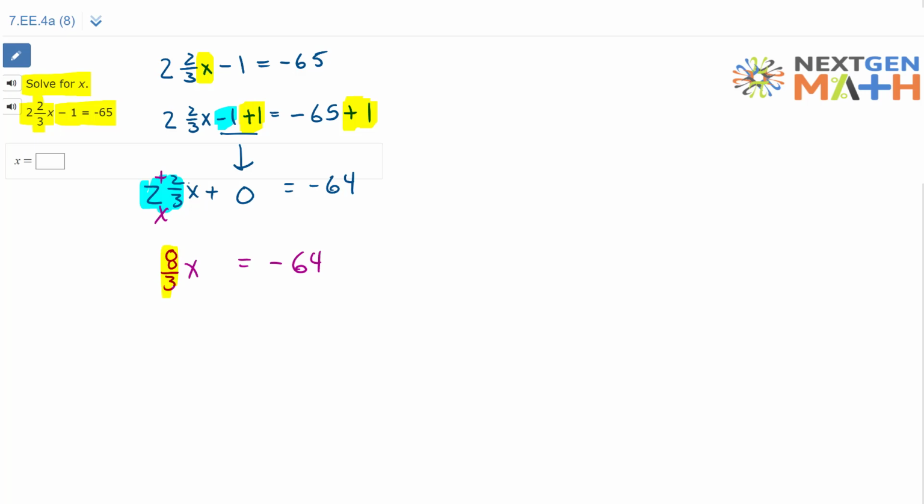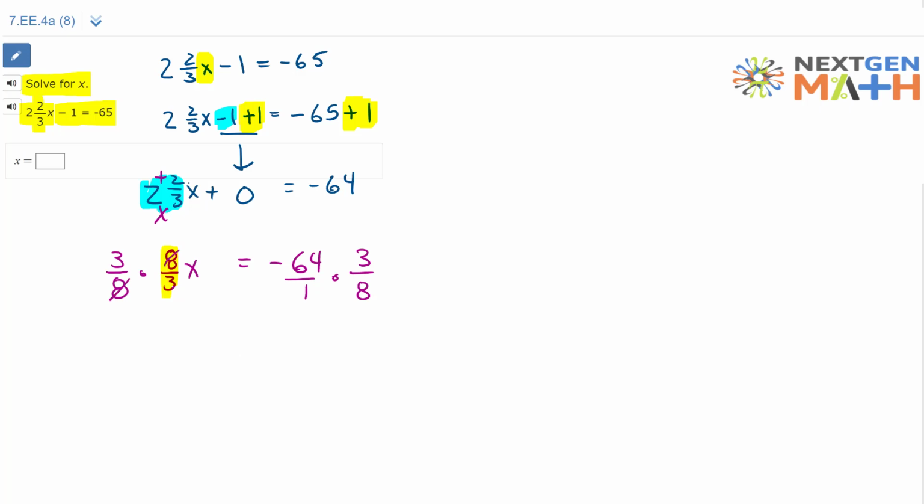Again, our goal is to have this as 1x. Right now we have 8/3 x. Well, one way we can do this is multiply each side of the equation by the reciprocal, by 3/8. This is one way we could do this. Multiply each side by 3/8. This will get us to 1x. How? Well, check this out.